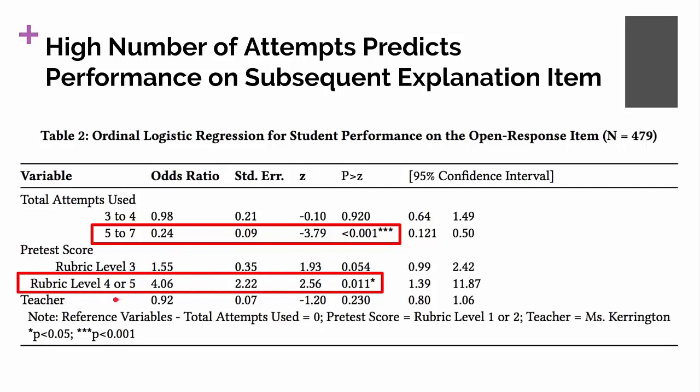And as might be expected, the students who at the pretest were scoring at a high level on the KI were 4 times more likely to score high on that unit embedded explanatory response. It was also interesting that with the teacher variable not rising to a significance level of 0.05, pedagogical variation was not a factor for determining student performance.